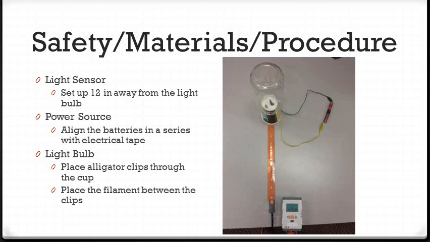My light sensor, which is the NXT connected to the NXT brick, was 12 inches away from the light bulb, as you can see in the picture. The power source is the series of batteries connected with the electrical tape, and the light bulb is the actual alligator clips with the filament between the clips inside the glass jar, with the other 2 ends connecting to the batteries. I controlled the length of the filament and the voltage, which were the factors being manipulated.